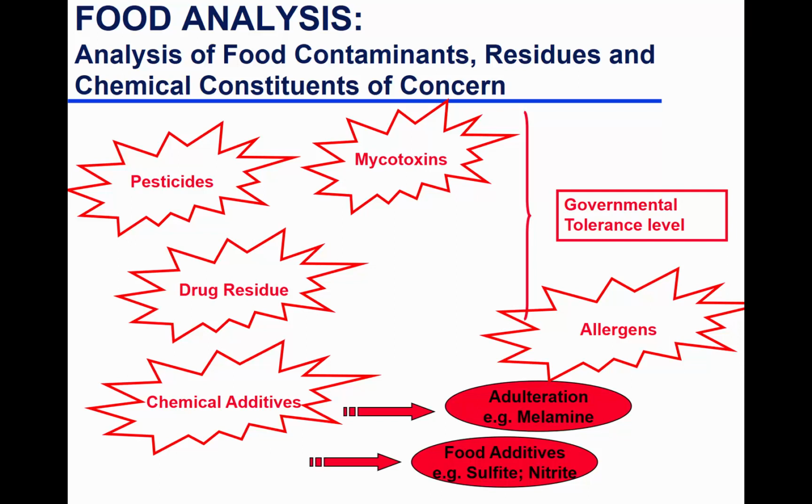Another category is allergen. Chemical additives, these are, for example, adulteration added for a purpose of fraud. And then additives are added for preservation, and sulfite prevents browning, and here is the curing of meat, the nitrite and nitrate as well.